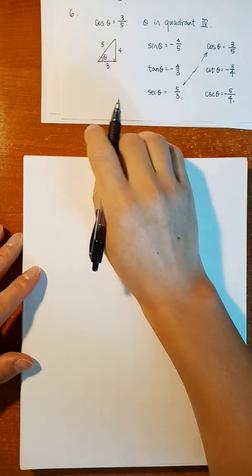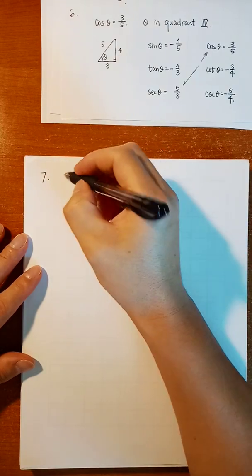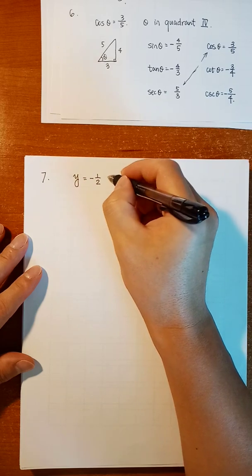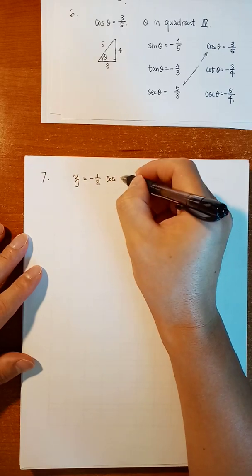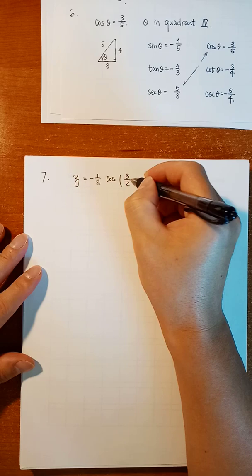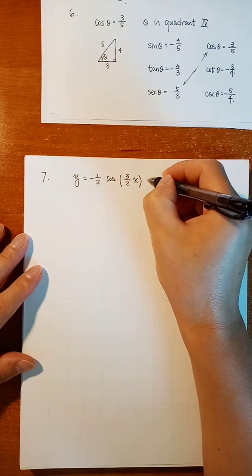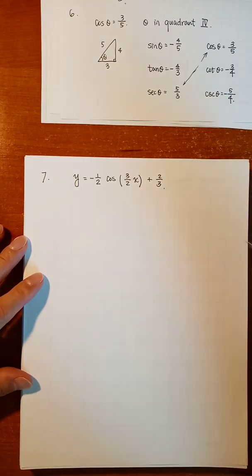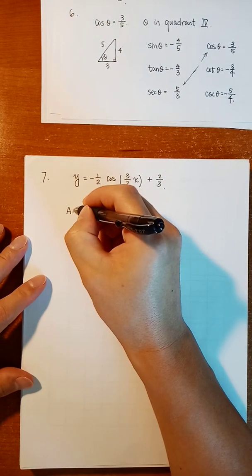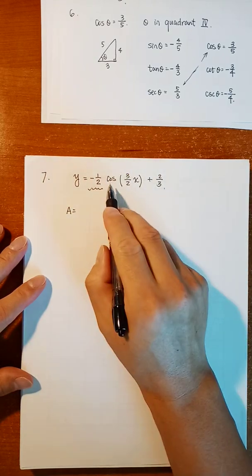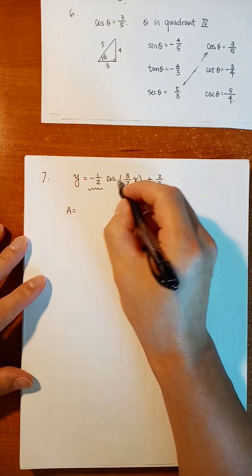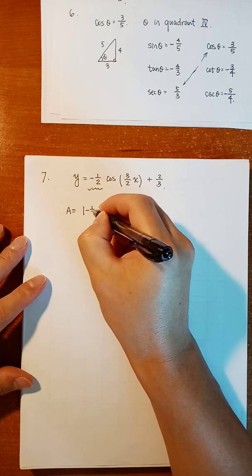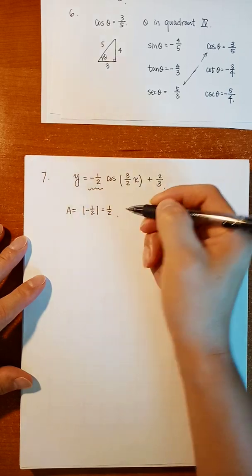Next, problem 7. Y is equal to negative 1/2 cosine of 3 over 2 x plus 2 over 3. We're looking for the amplitude. The amplitude is always the absolute value of the coefficient of the sine or cosine function. So the absolute value of negative 1/2 is 1/2.